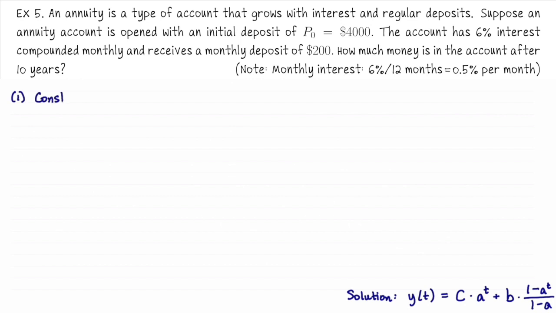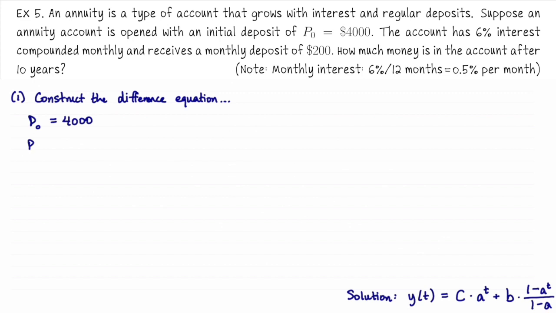The first thing we have to do is set this up as a difference equation so that we can put it in the form we were just looking at. That leads us to the general expression that we have at the bottom. All right, our seed is that initial deposit of $4,000. Then nothing happens for a while, and then 1 month has gone by, at which point we're going to keep the $4,000 we have, we're going to add a 0.5% interest to that, and then we're also going to add $200 to our account.